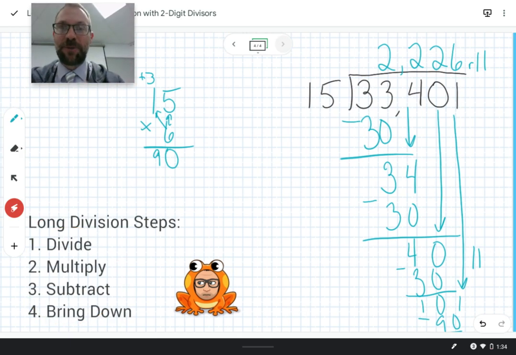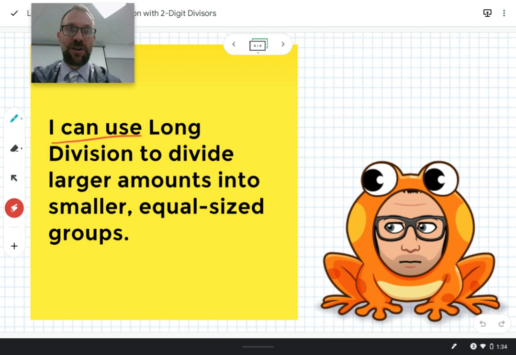All right, let's get to it. Let's get to using long division to divide larger amounts into smaller, equal-sized groups. We can work together if you'd like to, but let me know if you need help. All right, let's do this.